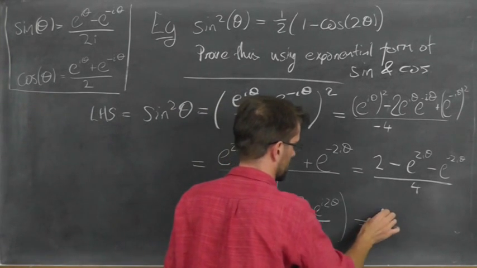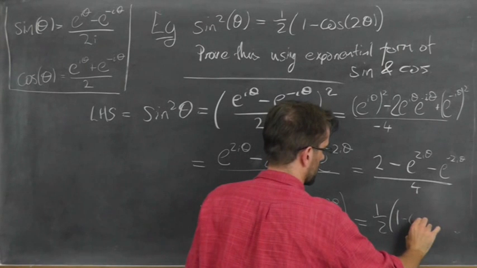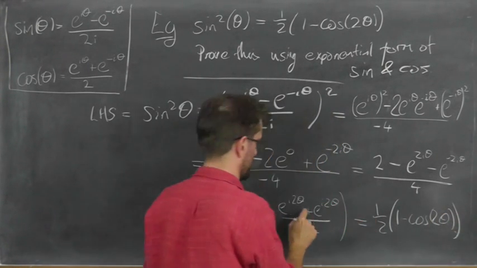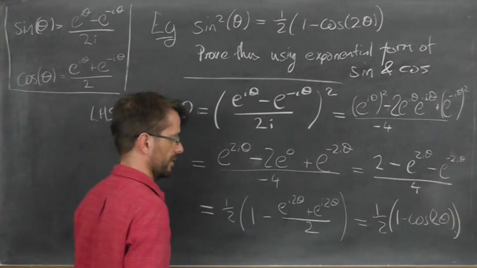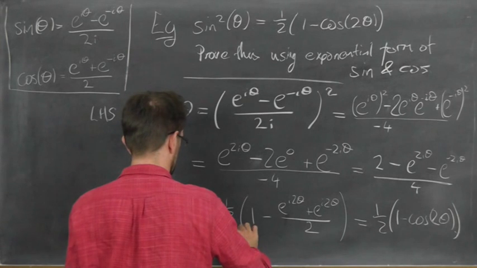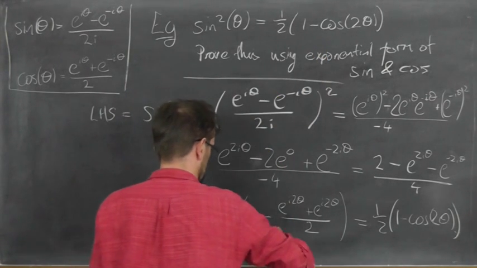So that's equal to a half (1 minus cos 2 theta), because it's just the cos theta, but we've got 2 theta instead of theta. So that's equal to the right-hand side. It was exactly what we had to prove, so we get a big tick there.